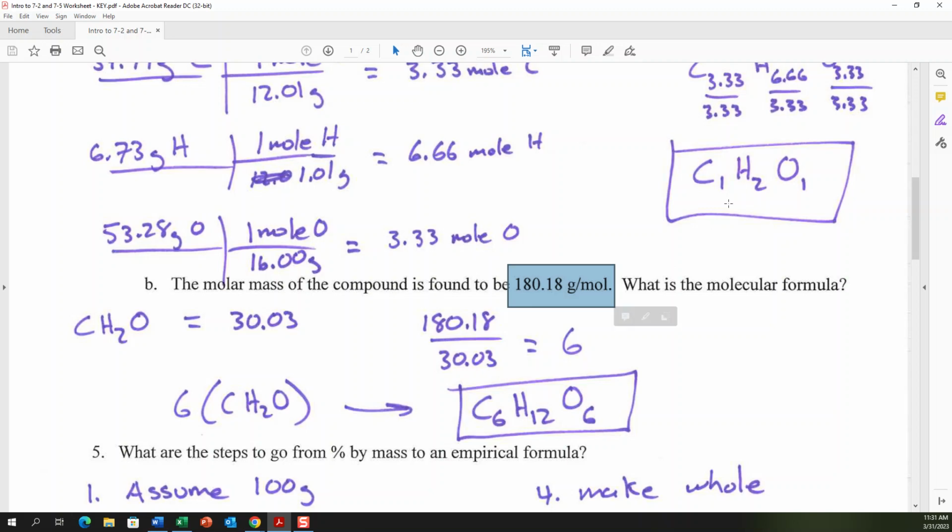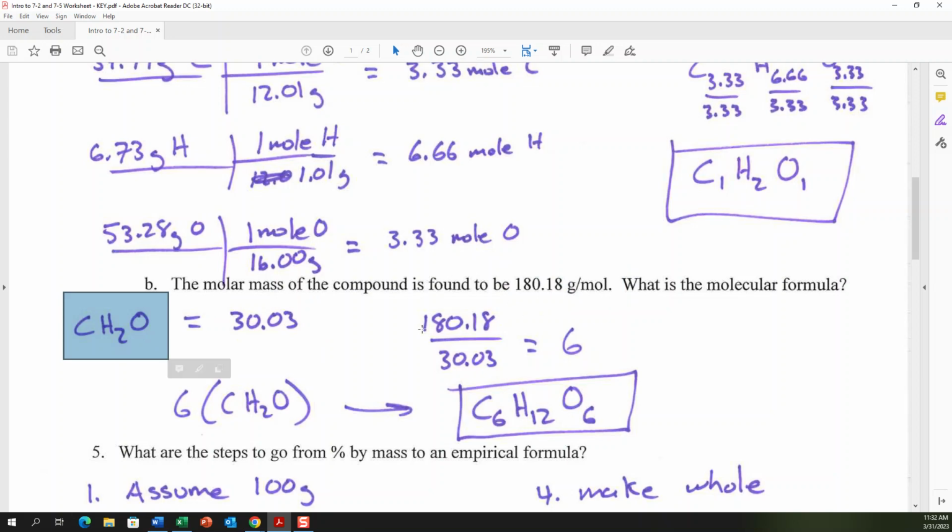So in this case, they say, hey, by the way, the molar mass of the compound is this, okay? Well, here's the deal. The molar mass of the empirical formula should go in evenly to the molar mass of the molecular formula. And if they came out to be the same number, then the empirical formula is the molecular formula. Sometimes the empirical formula can be the molecular formula, okay? But if we add up the molar mass of the empirical formula up here, we get 30.03. So this is the molar mass of the empirical formula. So if we added up the molar mass and it came out to be 180, then this would be the empirical formula, or the molecular formula. But because it doesn't, we know that this is not the molecular formula.